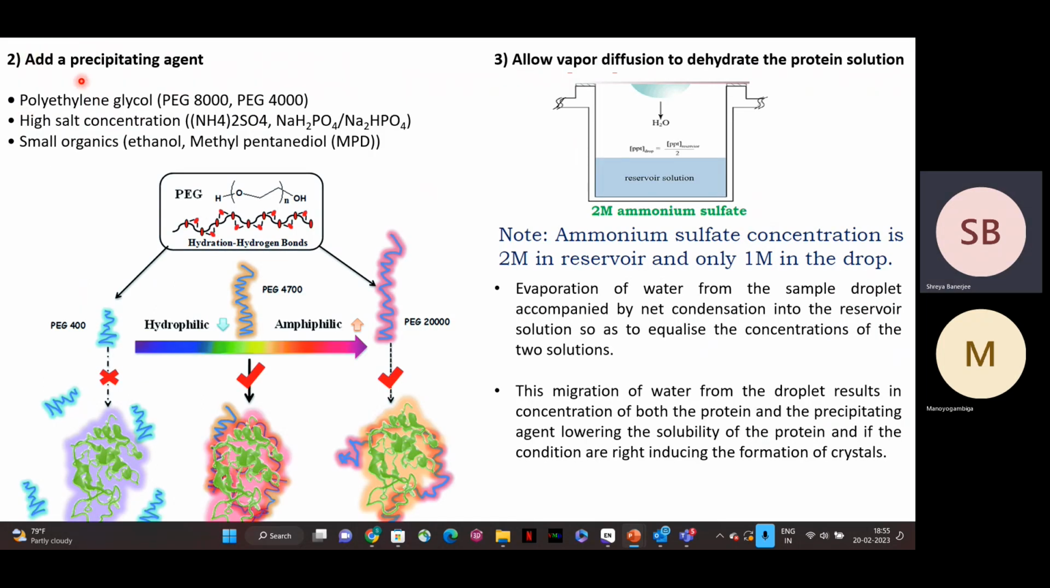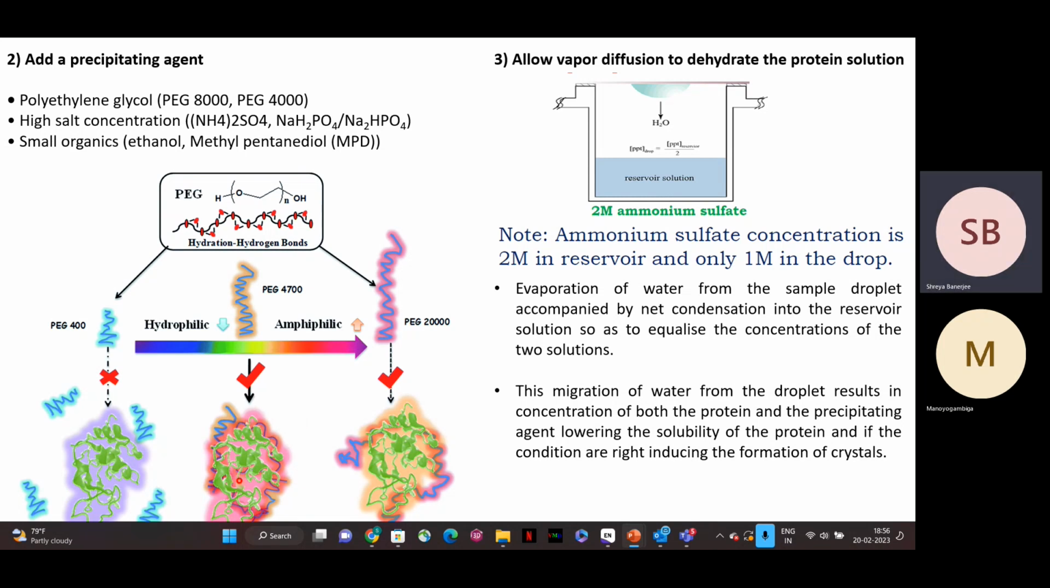The next step is to add a precipitating agent. So here the example has been shown with polyethylene glycol, which is basically an ethylene glycol, which is CH2CH2OH, and many of these have polymerized together to form polyethylene glycol. Now the polyethylene glycol, if taken of appropriate size, will stabilize the protein by forming different van der Waals and ionic interactions to the protein, and this will help the protein to crystallize out.